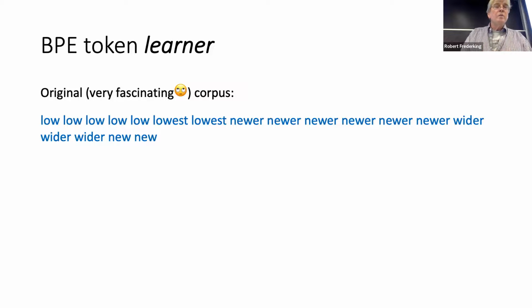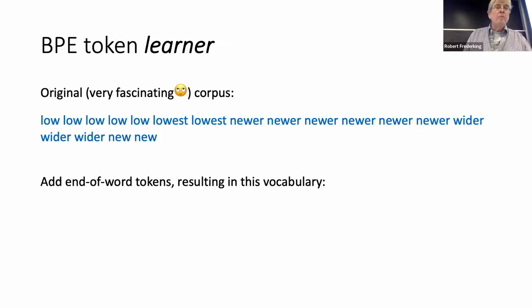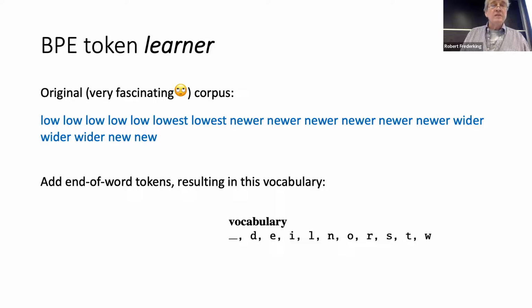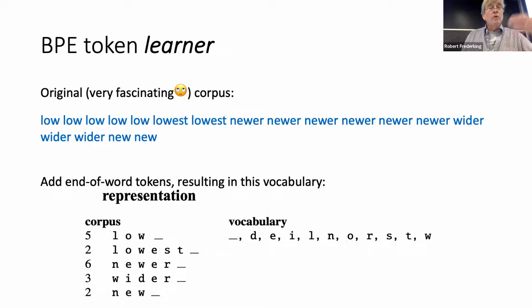So we're going to start with this really boring, simple corpus. The words low, lower, lowest, new, newer, wider, new, occurring so many times, just for an example. So this is your corpus. You're trying to learn the frequency from it. When you add the end of the word tokens, you get a vocabulary consisting of this small set of characters and the underscore character representing a space. So when you look at this corpus, you get 6 occurrences of the word newer and 3 of the word wider.